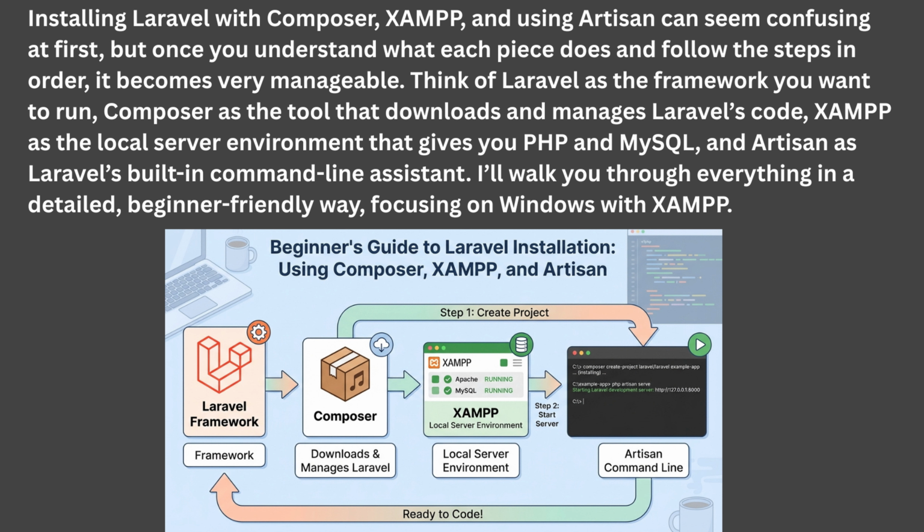After that, you use Artisan commands from the terminal to interact with Laravel. The most common command is php artisan serve, which launches a local development server and gives you a link like http://127.0.0.1:8000. When you open this link in your browser, you see the Laravel welcome page, confirming that everything is working exactly as it should. This entire process may look technical, but once you follow it step by step, you'll realize how organized and beginner-friendly it actually is.